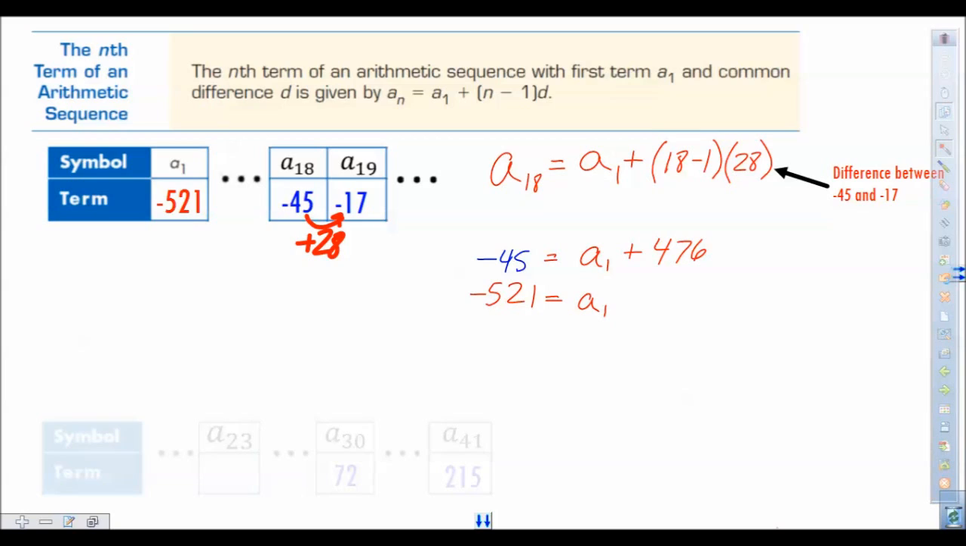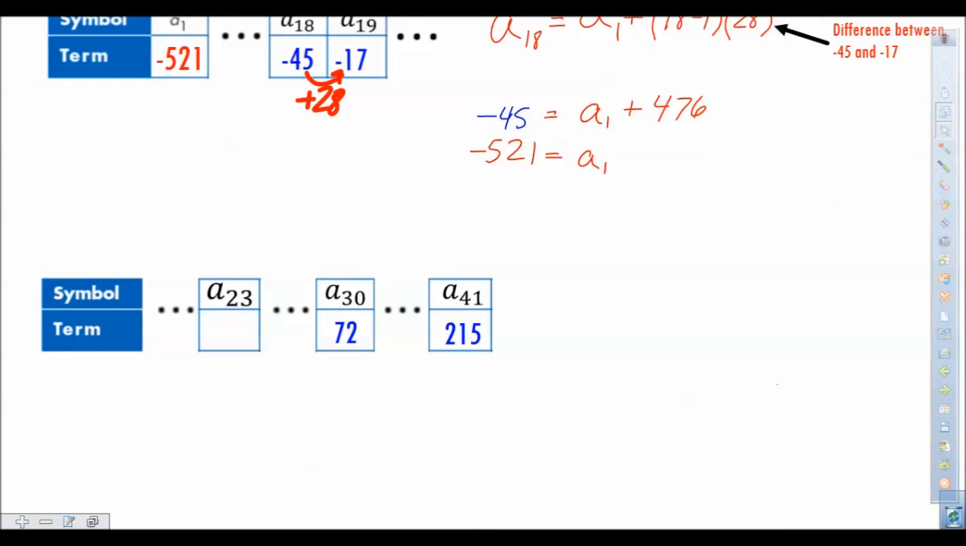Let's look at the next example. This time they want us to find the 23rd term, and we're only given that the 30th term is 72 and the 41st term was 215. What I was saying before is that you don't necessarily need the first term to use that formula. Take a look at this.